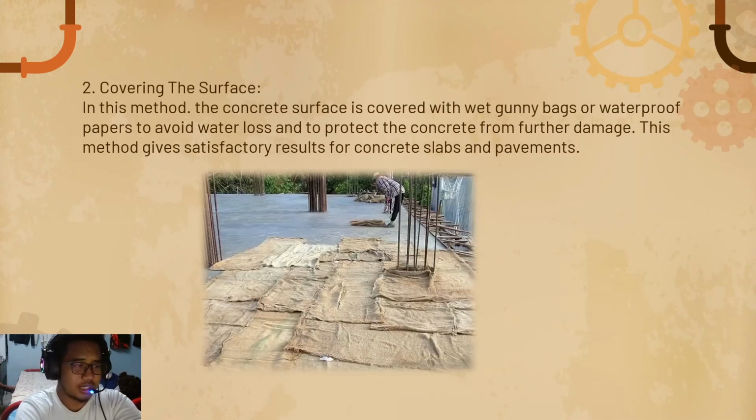For the second one, covering the surface. In this method, the concrete surface is covered with wet gunny bags or waterproof papers to avoid water loss and to protect the concrete from further damage. These methods give satisfactory results for concrete slabs and pavements.